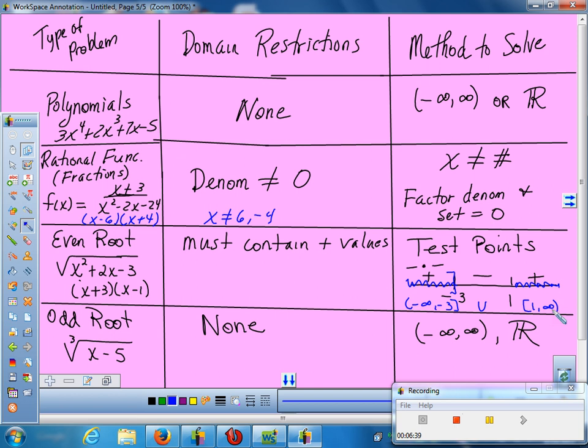Now, I'm going to post one more. What if you have a problem that has a root and a bracket in it? Then you're doing both. It can equal 0, but you also have to test points, watching your equal sign. I will post some examples of those. Do not panic if you have some trouble with this.